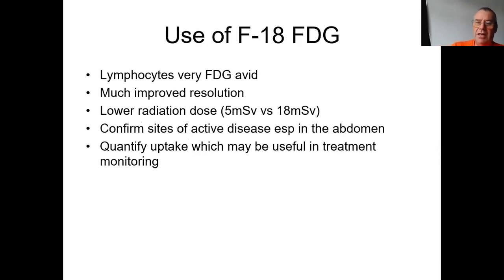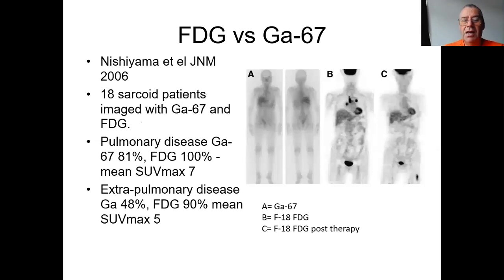FDG, however, is very useful because lymphocytes are FDG avid, and you get a much improved resolution, reduced radiation dose, and it gives you cleaner imaging than gallium, and also you can actually quantify uptake. So this is a paper from Japan in sarcoid comparing FDG and gallium.